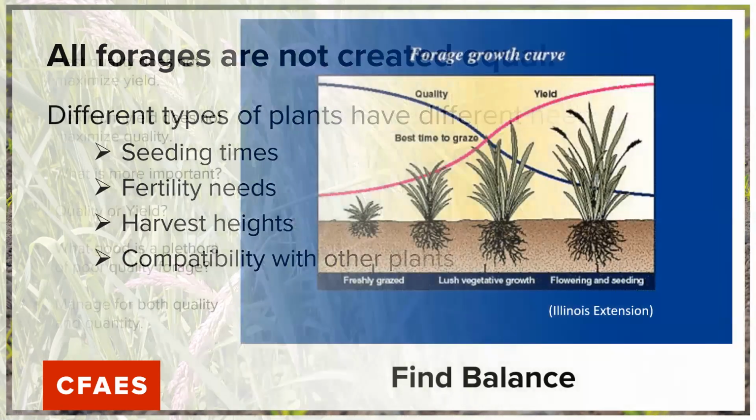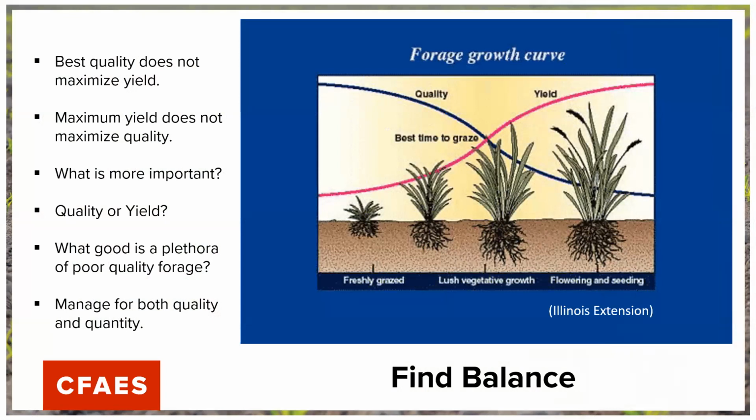Getting close to closing here, I want to remind everyone that when we talked about the rate of maturity and the speed of growth, when we are trying to make the best of both worlds, we need to remember that best quality is not the same as maximum yield. We're trying to find the balance between quality and yield. We want to have enough feed for our livestock, but we want that feed to be good quality because what good is having a whole bunch of forage that's not worth eating?